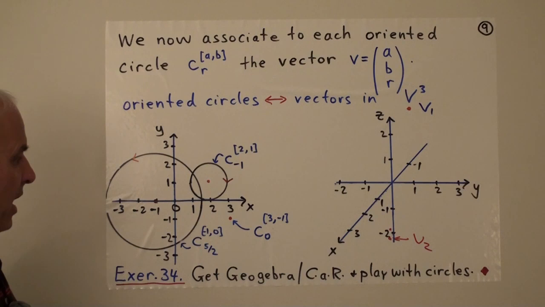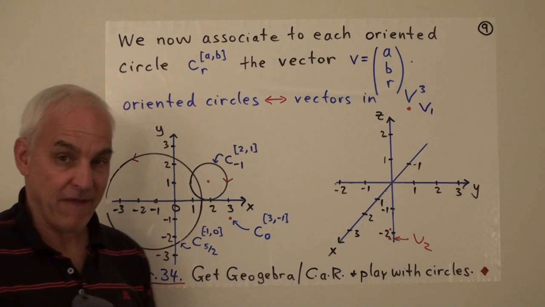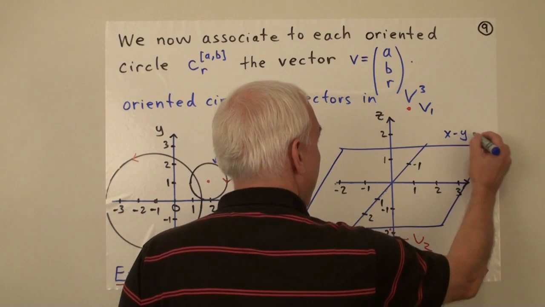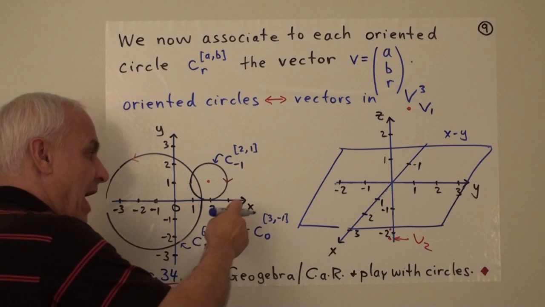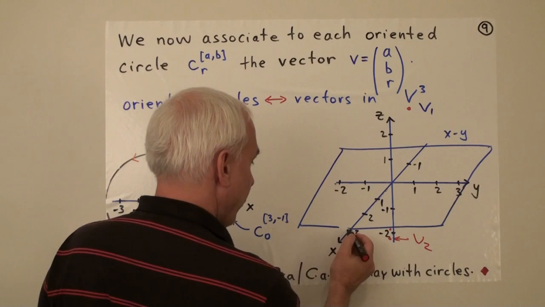And this circle here, well, that's a point circle because it has radius 0. The point is (3, -1), and so the corresponding vector will be in this xy plane. Our xy plane here is the plane that corresponds to vectors which correspond to actual points in the Euclidean plane. And this one here, (3, -1), well, we'd have to go 3 and minus 1, I suppose, over here somewhere. There it is. That would be, say, V3.